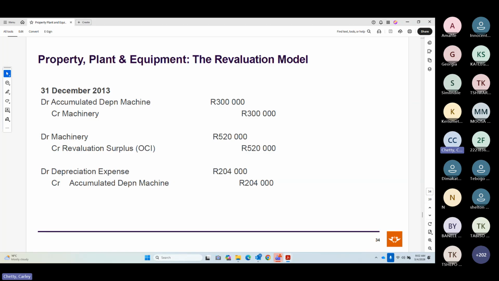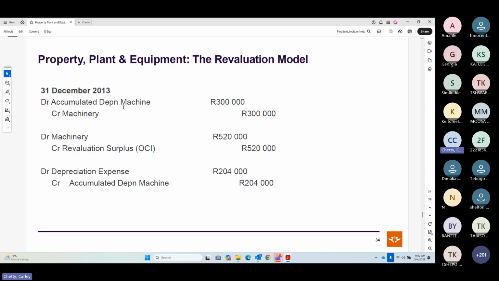The required said prepare the journal entries for the period ended 31 December 2013. So we're not doing from the date of purchase, which was 2010. So we're going to debit accumulated depreciation. Remember, we're doing our set off just before the revaluation. Because we're using the net replacement value method, we are going to set off all of the accumulated depreciation against the cost of the asset.